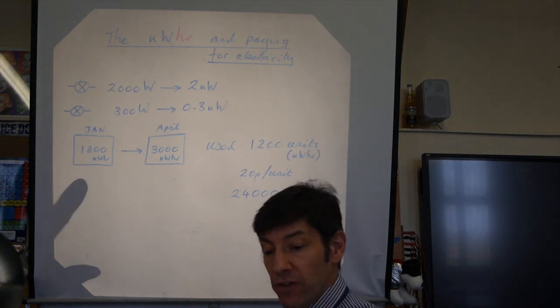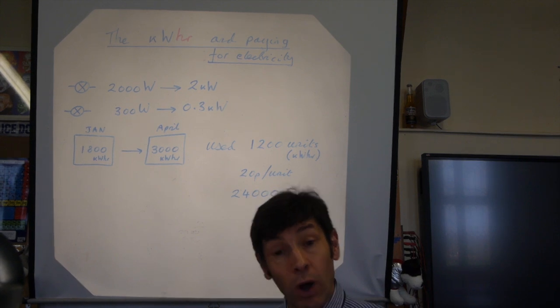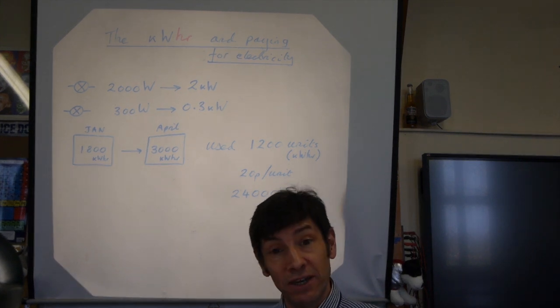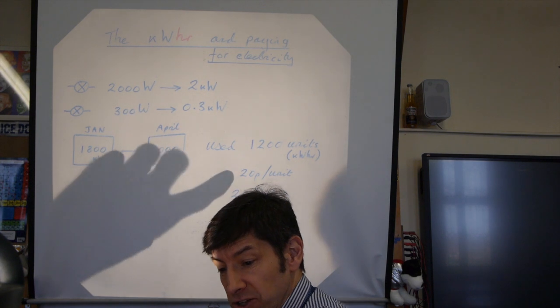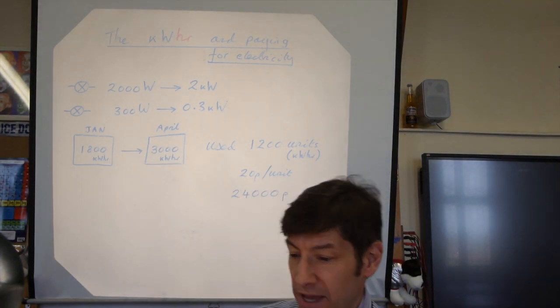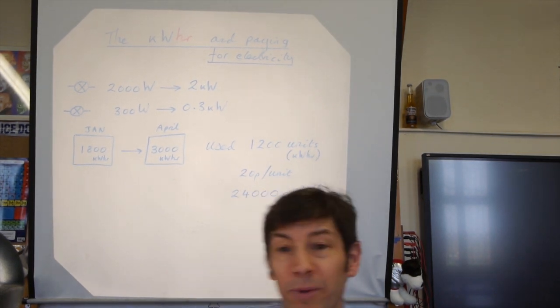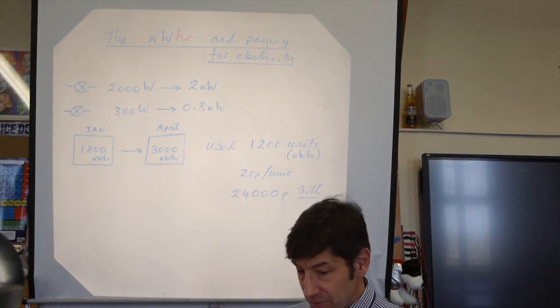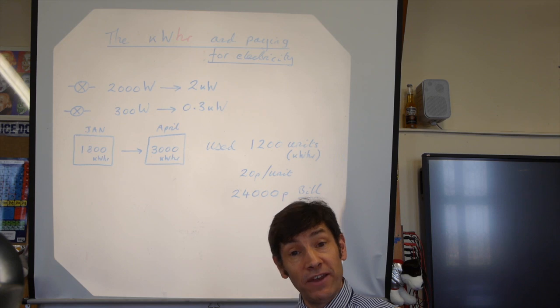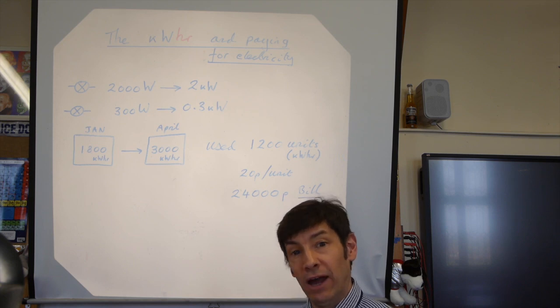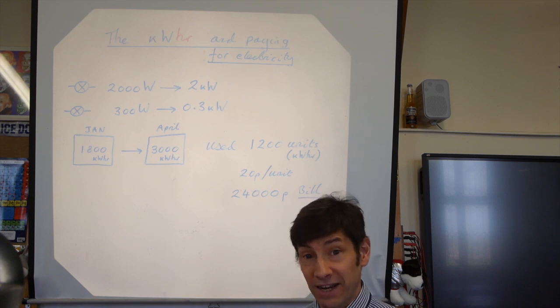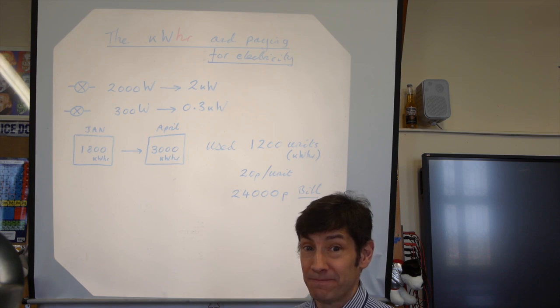So that's the first way. If you're given the kilowatt hours that you've used, you're given the units that you've used, and you know how much each one is, you can calculate the cost on your bill that you're going to have to pay. But it's a little bit harder if they don't give you the kilowatt hours. You have to do a bit more of a calculation, and we'll look at that now.